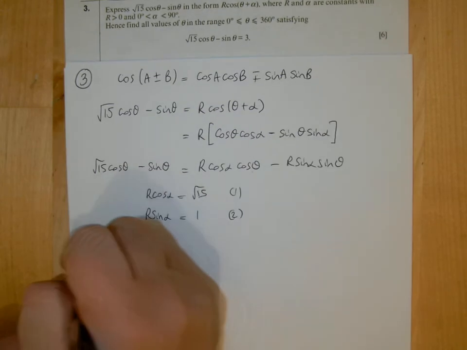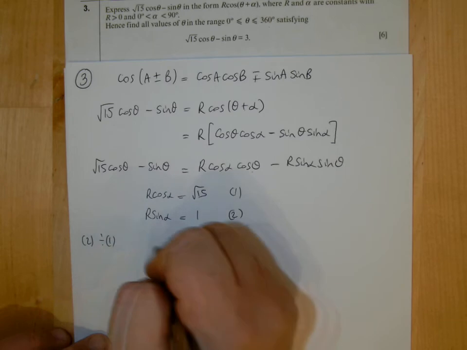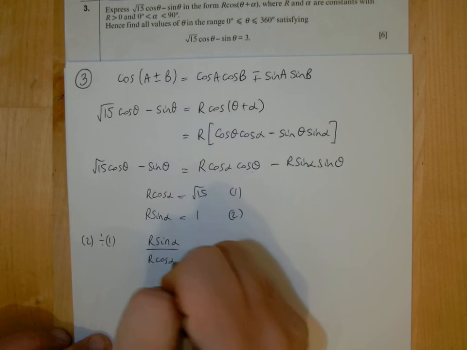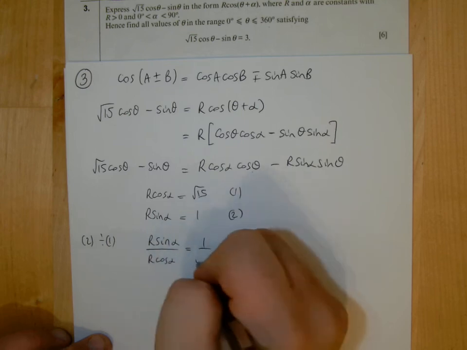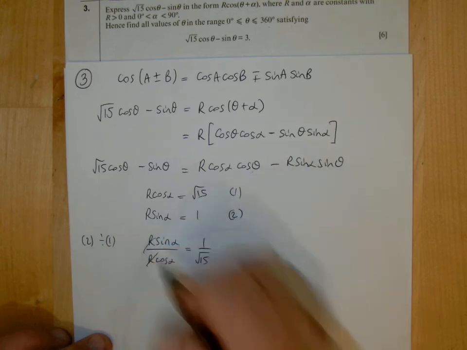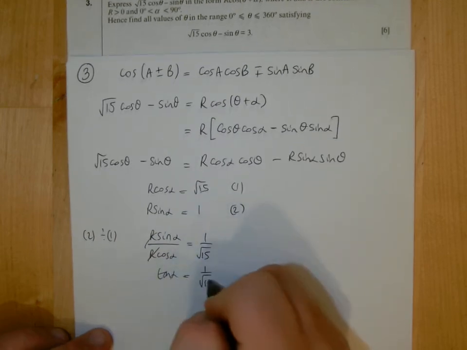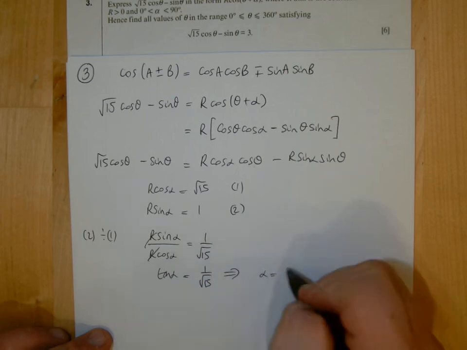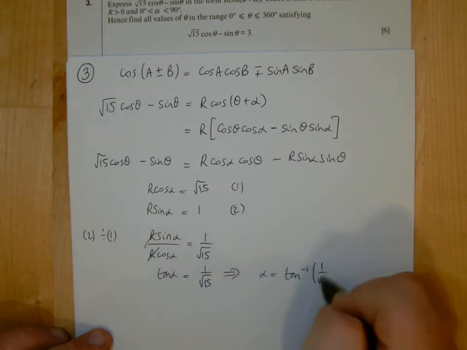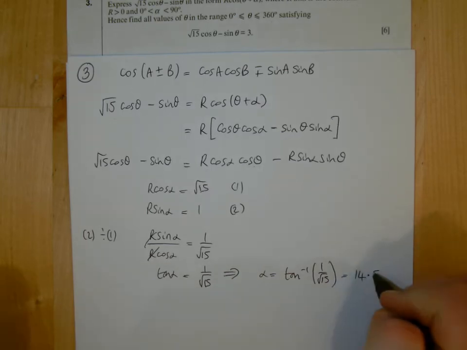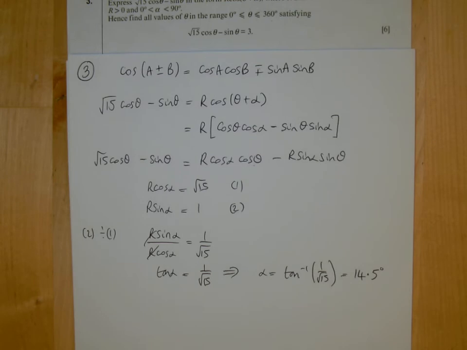So remember then we need to do 2 divided by 1. So r sine alpha divided by r cos alpha, which will be 1 divided by root 15. The r's will cancel, and then sine over cos becomes tan. So then to get alpha, you do tan to the minus 1 of 1 over root 15, and that comes out to be 14.5 degrees. Okay.